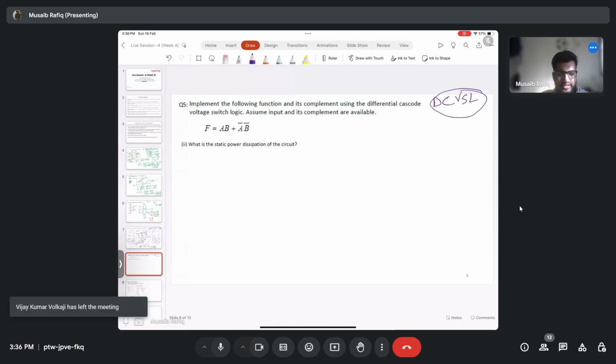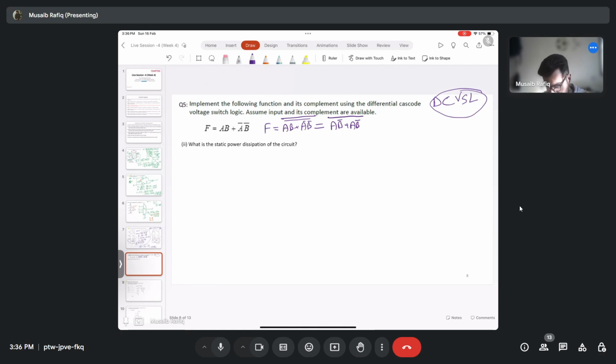So in DCVSL, we implement F and F bar simultaneously. So here we have F like this, and it can be written as (AB bar plus A bar B) whole bar, that is, the complement of XOR is XNOR, then whole bar. So F can be written like this, and F bar can be written like this. This is XNOR, this is XOR, right? Basically, I have written F is equal to A B bar plus A bar B, and F bar as A B plus A bar B bar.